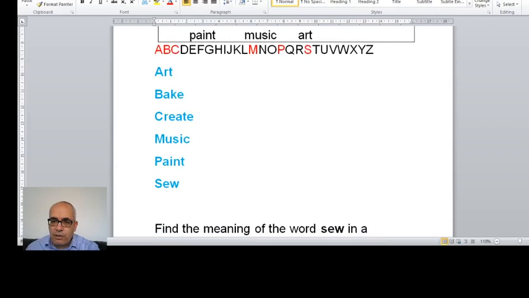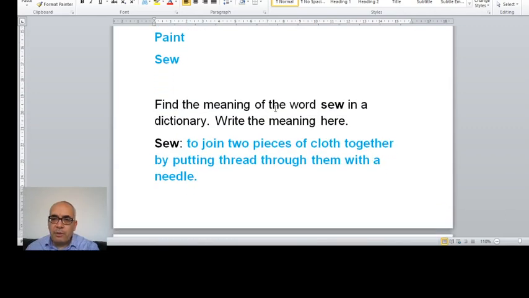Now, exercise 2. Find the meaning of the word sew in a dictionary. Write the meaning here. Of course, the best way is to find a good dictionary. I like the Cambridge Dictionary, or the Collins Dictionary is a very good one, Collins Cobuild Dictionary. Now, if you find this word in a dictionary, you write it down, but how to find it? Try to hold the dictionary like this, as you can see, and use your fingers like this. So that's pages up, pages down, pages up, pages down, and look at the words at the top.